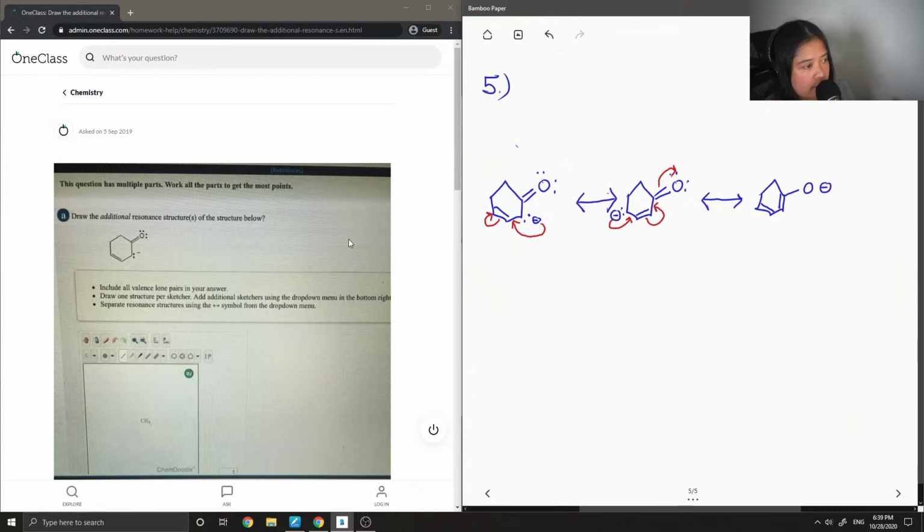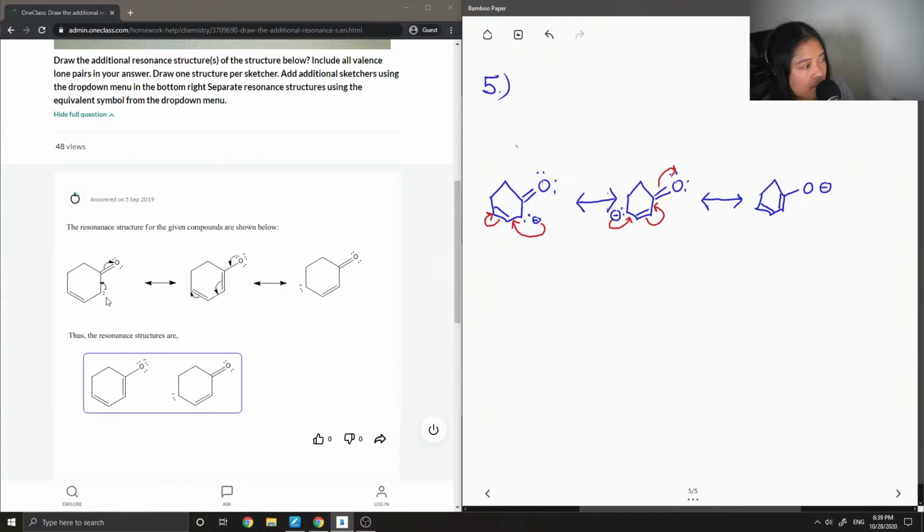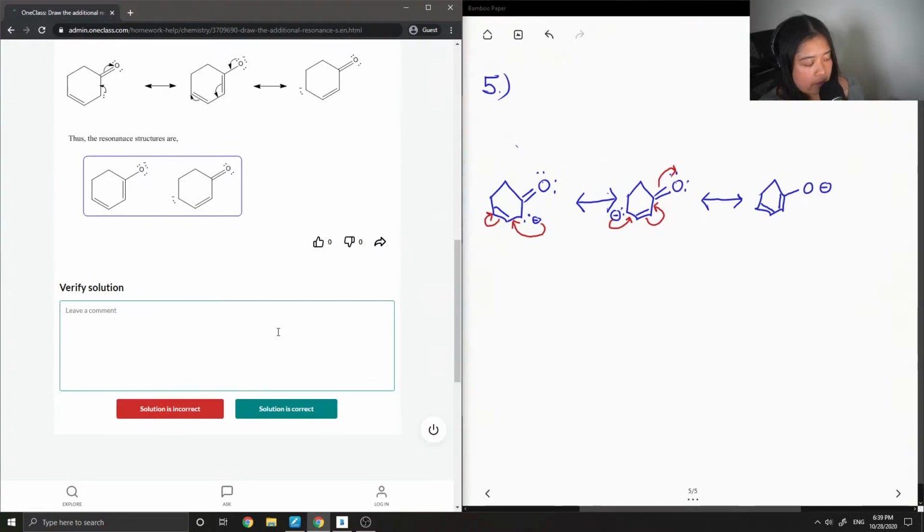Let's see the answer from our junior tutors. Okay, so they have it going this way to give what is also the same as my last structure, and then they have it going back down to give the same thing as my second structure. So this solution is correct.